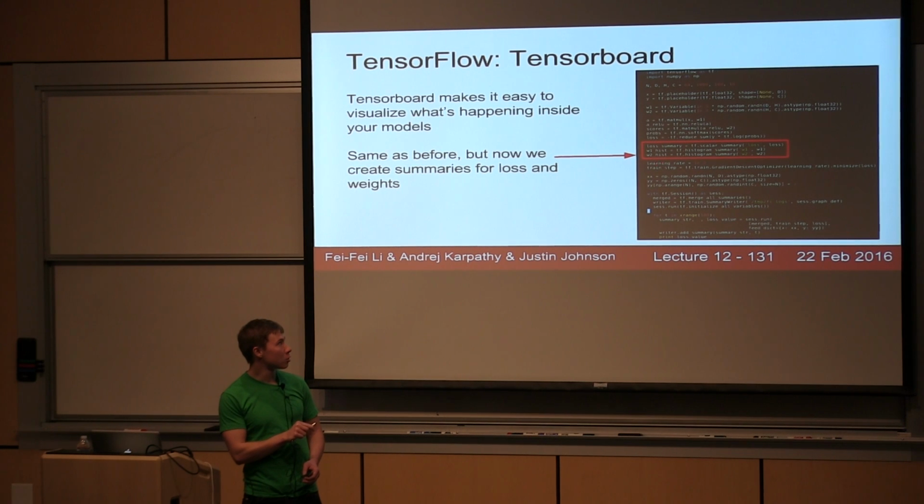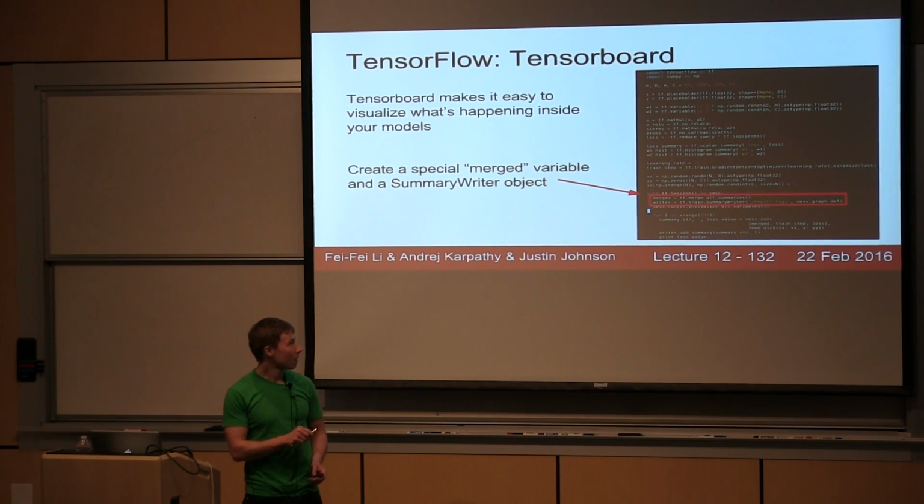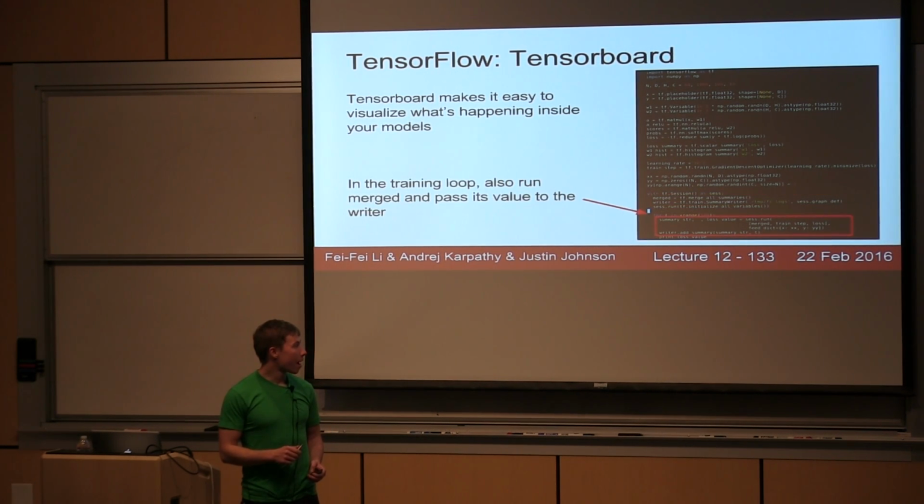And those are giving us new symbolic variables, W1 hist and W2 hist. Now we're getting another symbolic variable called merged that merges all those summaries together using some magic I don't understand. And we're getting this summary writer object that we can use to actually dump out those summaries to disk. And now in our loop, when we're actually running the network, we tell it to evaluate the training step and the loss like before, and also this merged summary object.